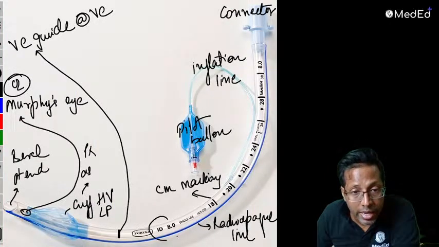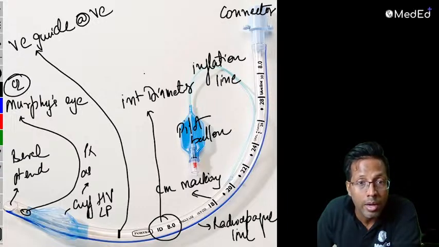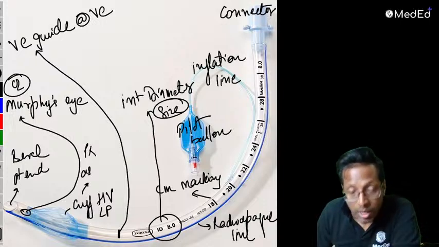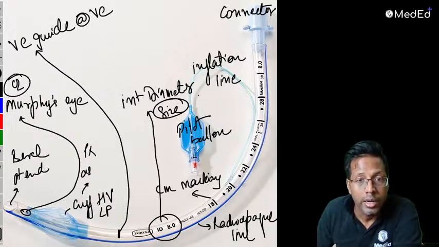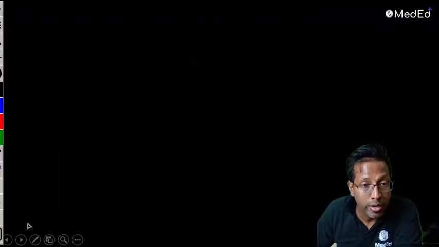Right? Another thing you see is ID. What is ID? ID is the internal diameter of the endotracheal tube, and remember, internal diameter is the size of the endotracheal tube. Right? Internal diameter is also the size of the endotracheal tube. And another question: the resistance of the endotracheal tube depends on the internal diameter.